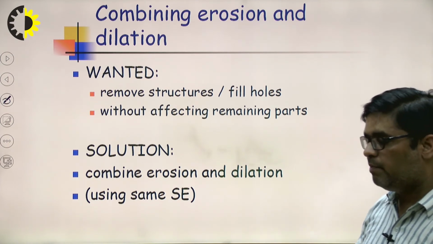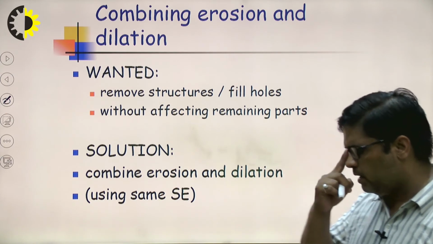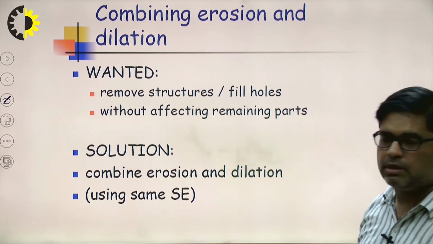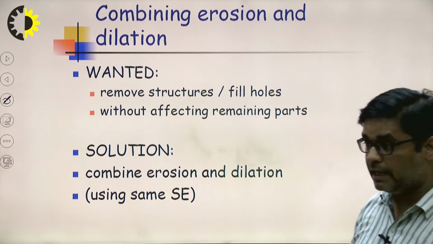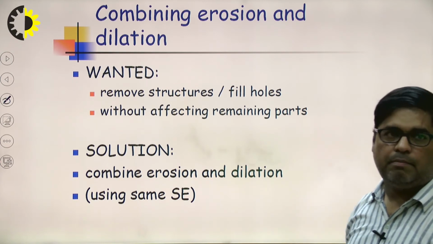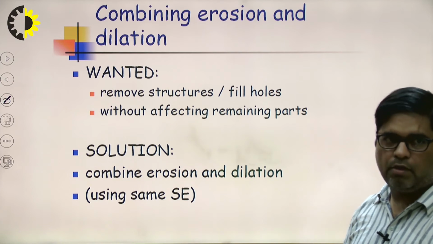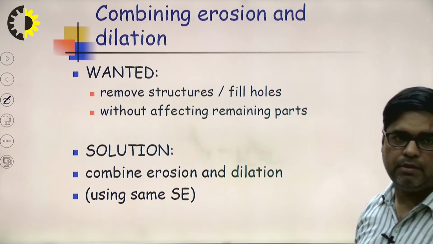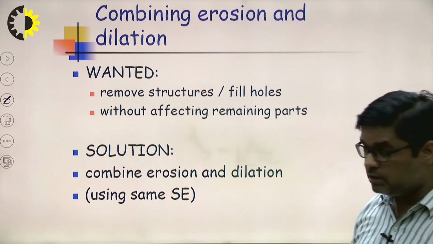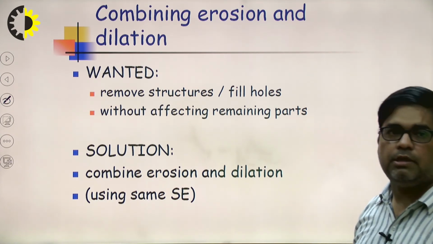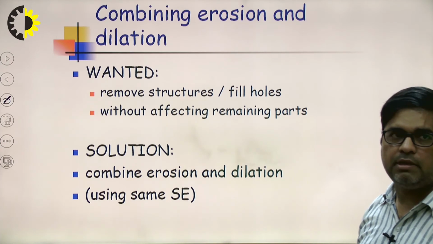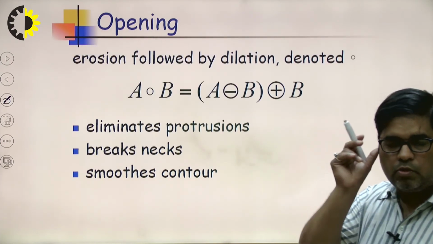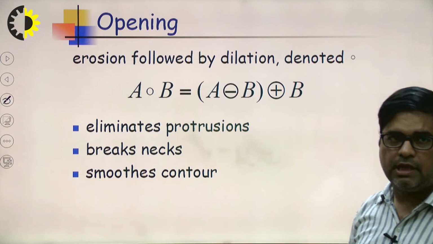Dilation has the benefit that it will fill the holes within the objects, and erosion has the function that it will sharpen the boundary of the object. So whenever I combine all this, the things will be better. The combination of dilation and erosion with the use of the structuring element makes things better. So the opening operation is the combination of erosion and dilation.